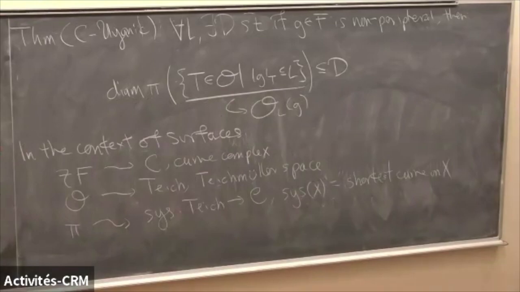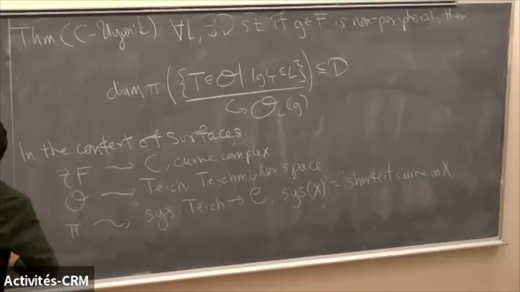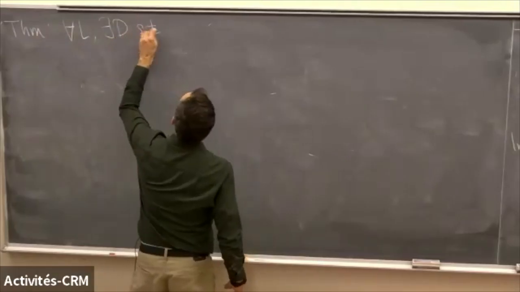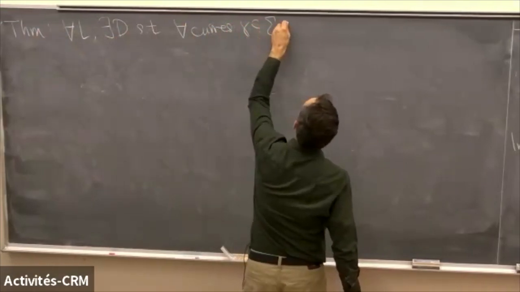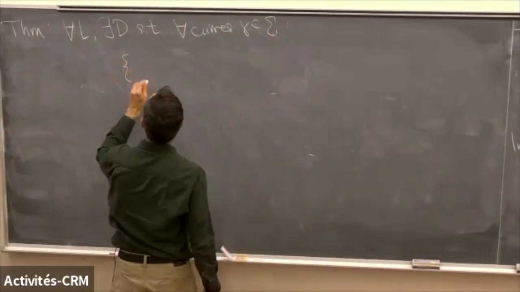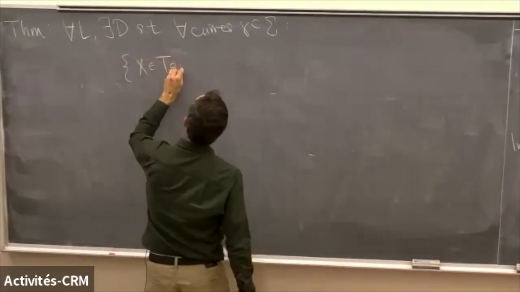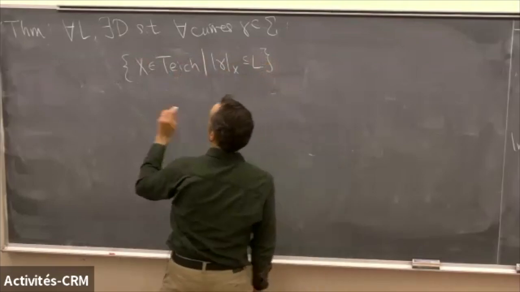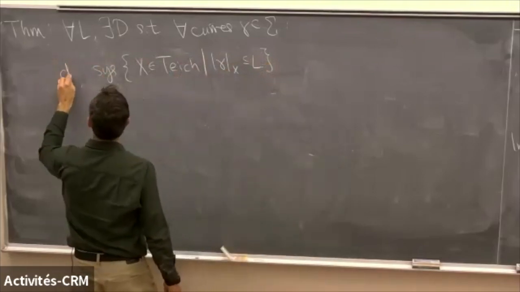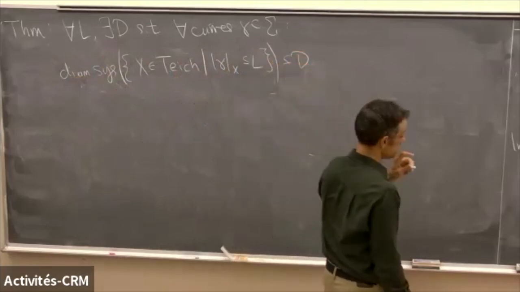Okay, and if you stick those words into the theorem, you get what I'll call a folklore theorem. That if you look at the region of Teichmuller space where your favorite curve has some bounded length, then the collection of syscales there is going to be some bounded diameter subset of the curve complex. That is, for all curves gamma in your surface, you can look at the region of Teichmuller space where your curve has length at most L. You can look at the collection of syscales, and then you can look at the diameter. Then that's going to be bounded by D. Okay.